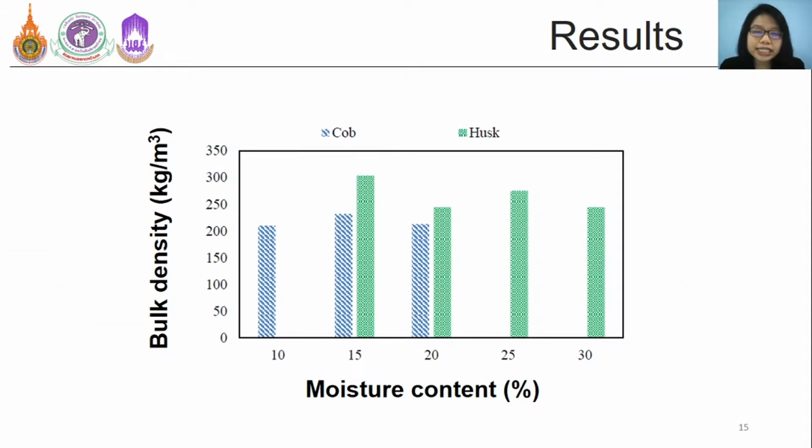For bulk density, corn husk pellets have higher bulk density than corn cob pellets. The maximum bulk density for both materials was found at the initial moisture content of 15%, which is 232 kg per cubic meter for corn cob pellets and 304 kg per cubic meter for corn husk pellets.